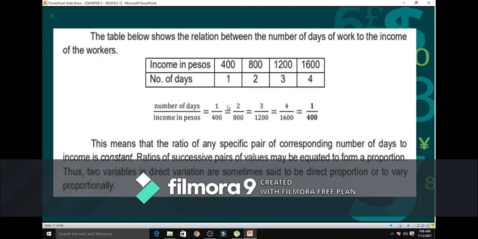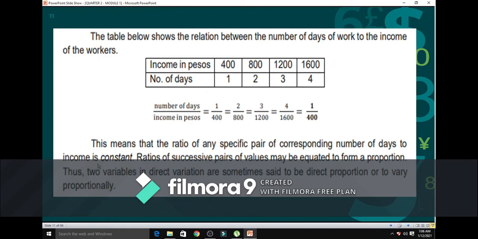So, if you're going to simplify 2 over 800, 3 over 1,200, 4 over 1,600, that is equivalent to 1 over 400. So, ibig sabihin nun, yung ratio ng any specific pair of corresponding number of days to the income is constant. So, alam natin na nadadagdagan lang siya ng 400 pesos kada araw na pumapasok si worker. Ratios of successive pairs of values may be equated to form a proportion.